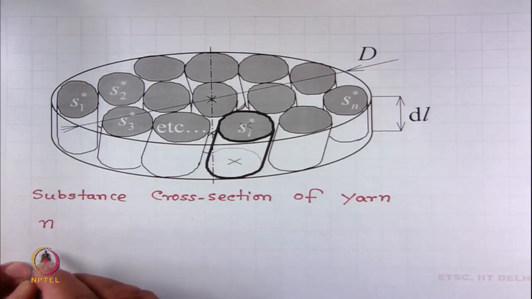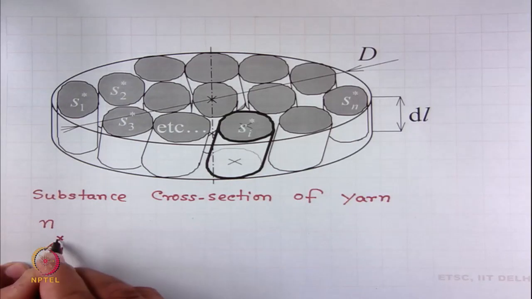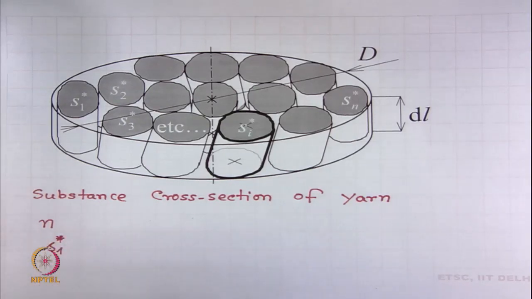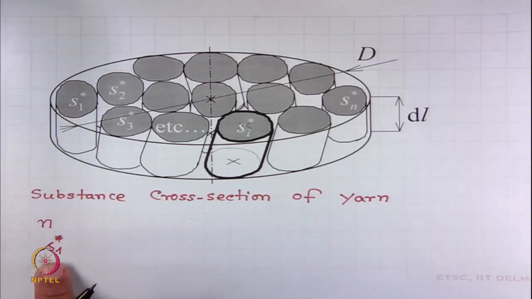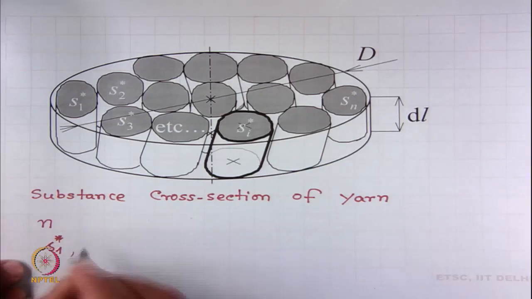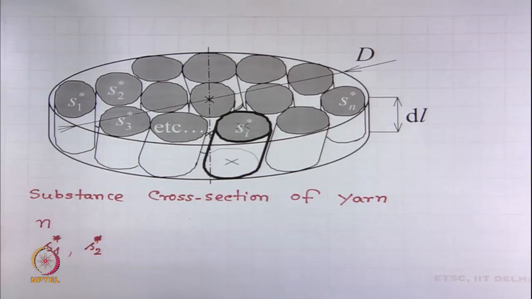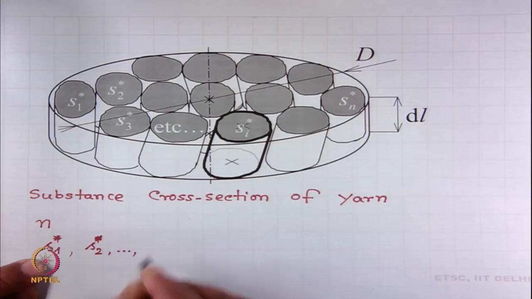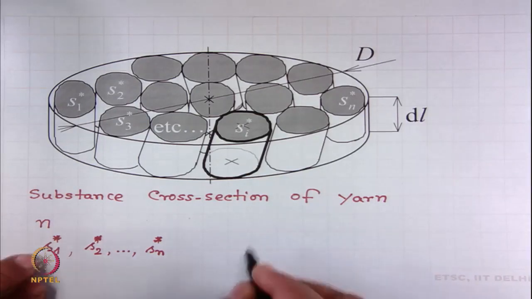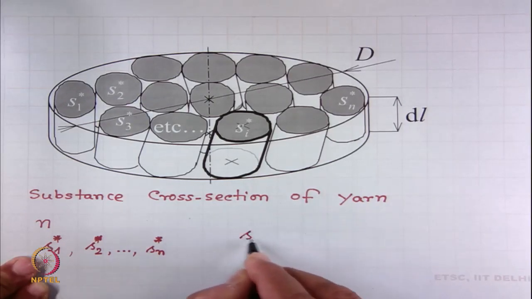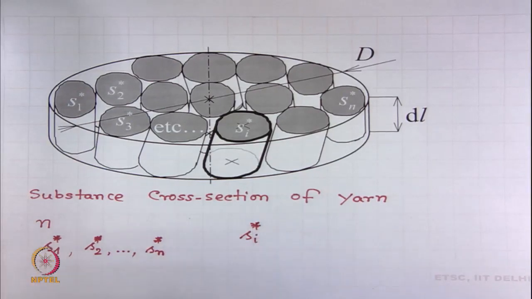Now, we use a symbol star as a superscript to denote the sectional area. S superscript star subscript 1 means the sectional area of the first fiber. Similarly, there will be a second fiber whose sectional area will be denoted by this expression. Similarly, there will be n number of fibers whose sectional areas will be denoted by this symbol. So, in general, we see that there will be many sectional areas. Let us denote a generalized sectional area by this symbol.